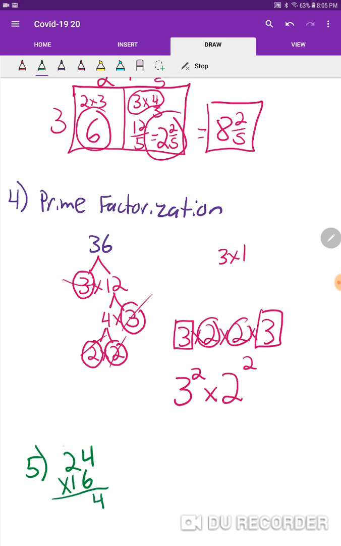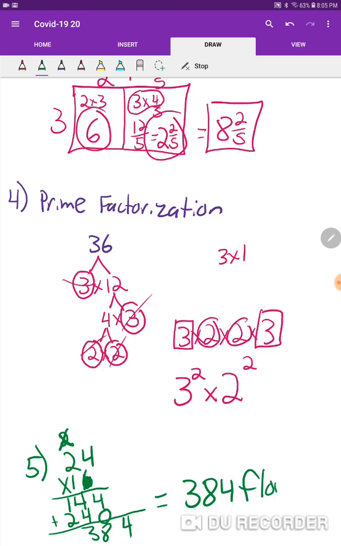6 times 4 is 24. 6 times 2 is 12. Plus 2 is 14. Kill, cross, magic. 1 times 4 is 4. 1 times 2 is 2. Let's add that. We get 4, 8, 3. Correct answer is 384 flowers. Thank you, 5th grade.